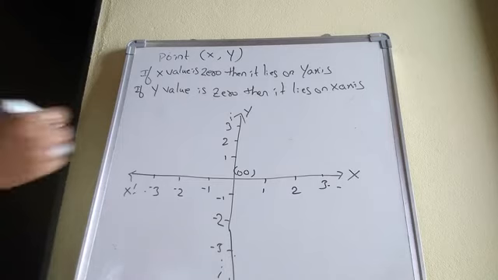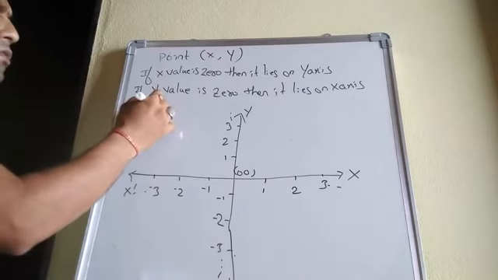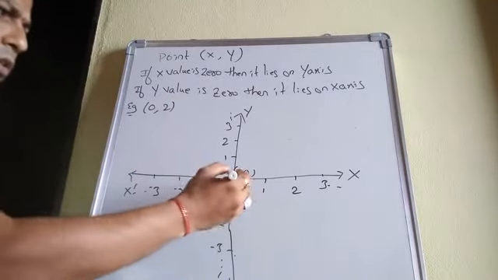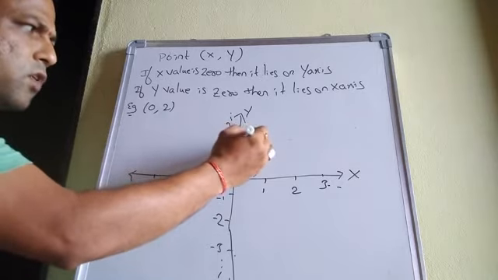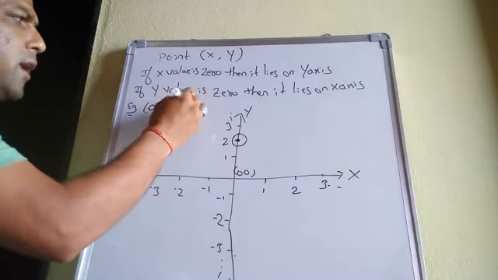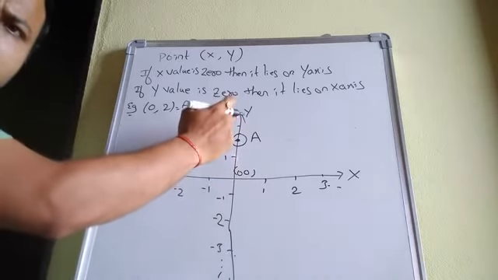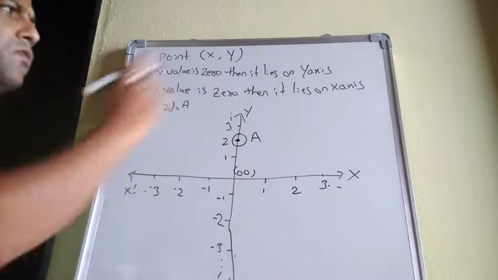If you take an example, say the x value is 0 and the y value is 2, so the point is (0, 2). Let's call this point A. So where does this point lie? It lies on the y-axis. See, if the x value is 0, then it lies on the y-axis.